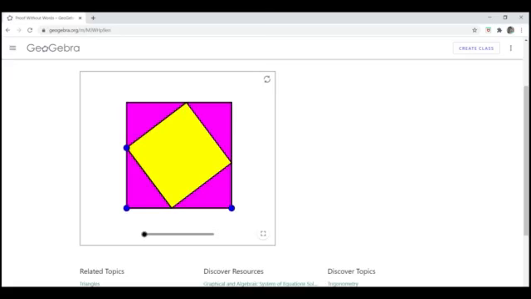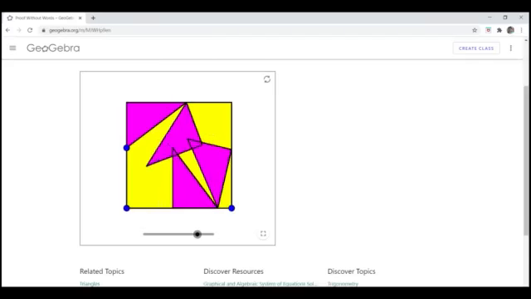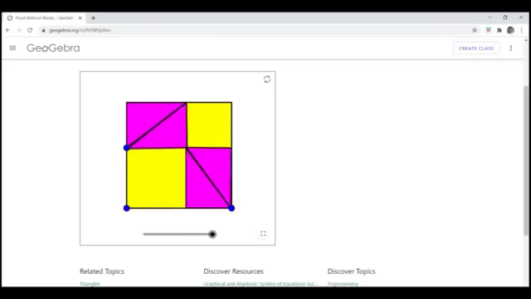So by the arrangement of the four triangles, a blank space is formed by the yellow colored square. So the area of the blank space is C square because its dimension is C unit, that is the hypotenuse of the right triangle. So if we rearrange the four right triangles like this, the new arrangement will be like this.